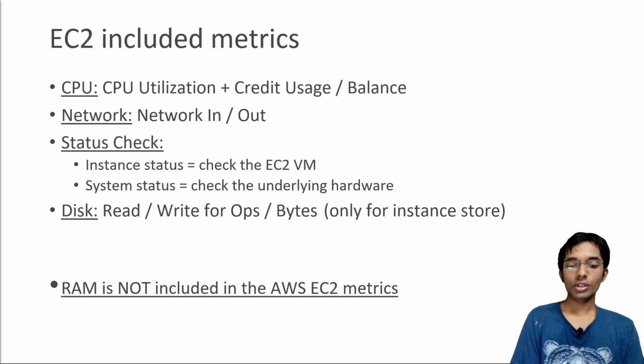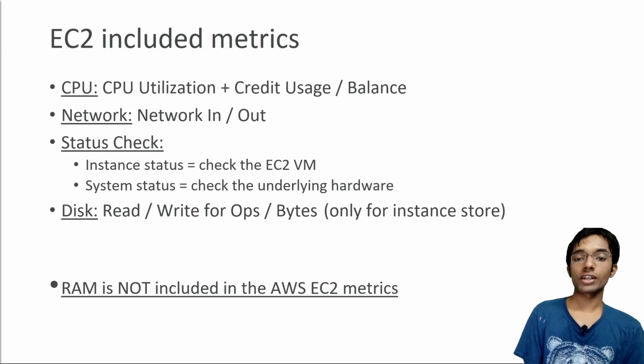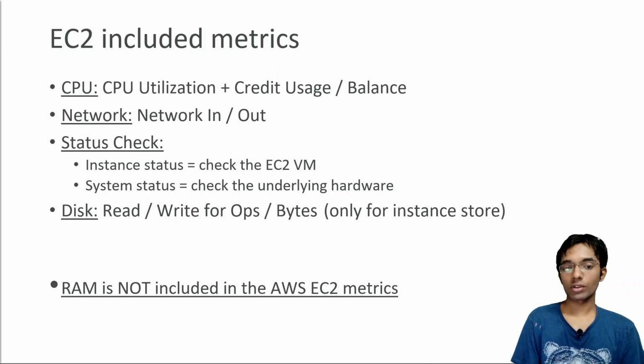Okay, now for including metrics in EC2, we know there is CPU, where you get utilization as well as the credit usage and the balance for the T2 micro instances. The network in and network out, and the status checks will be very important to know. So you have instance status, where you can check the EC2 virtual machine, and system status, where you can check the underlying hardware, and it is AWS that provides these metrics for us.